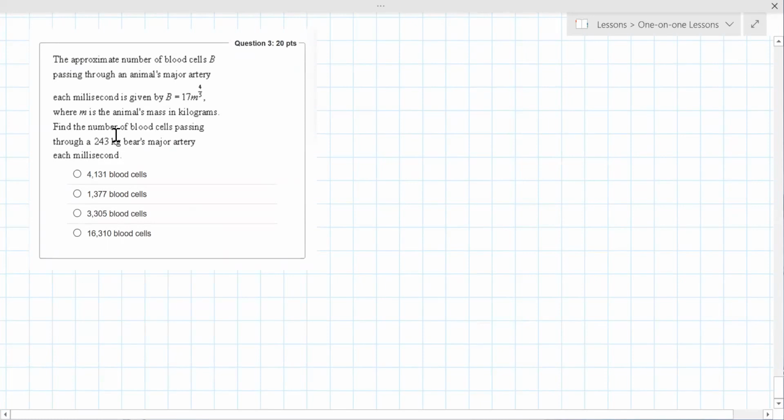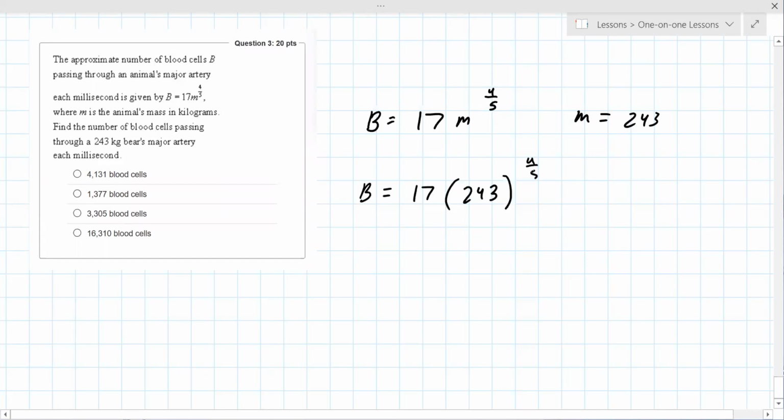This question, you can read it. You've already read it once. They're telling you that m is 243. Yes. So what you're trying to do is figure out what is 17 times 243 to the power of 4/5. We haven't looked at this yet, but this is really order of operations. There's multiplication and an exponent. Which comes first, the multiplication or the exponent?